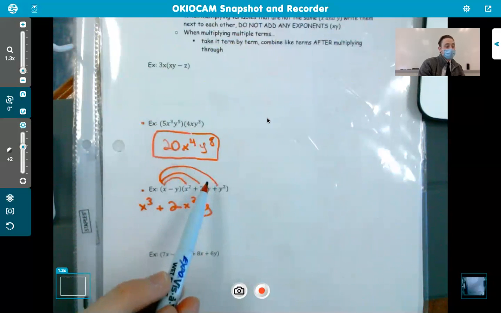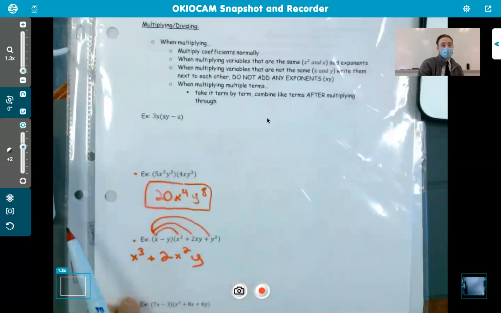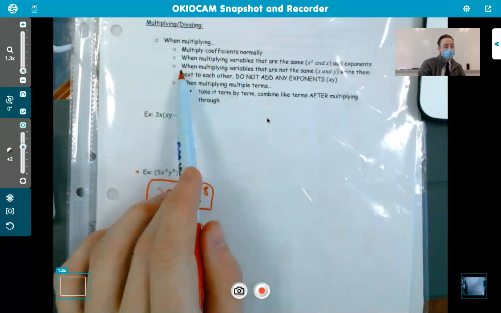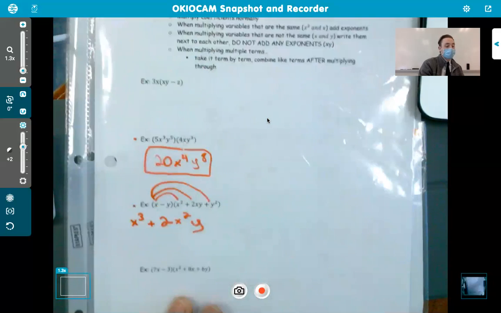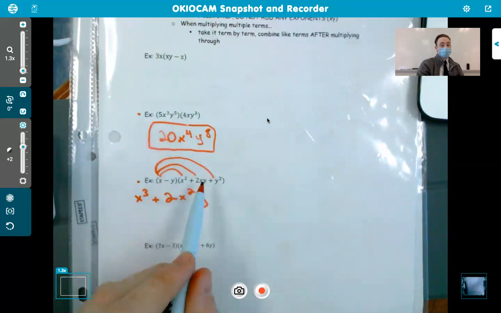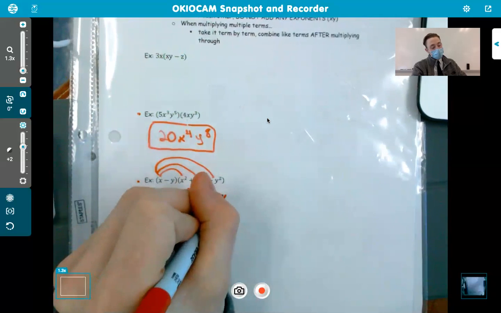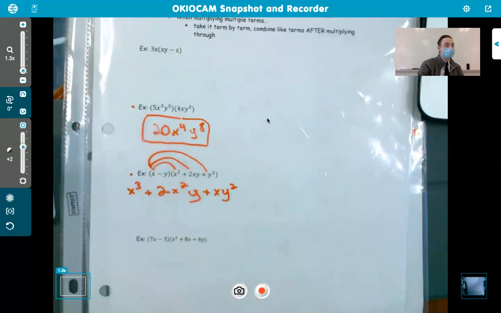X times a y squared. When we're multiplying and the variables are not the same, we just write them next to each other. We don't add exponents or anything like that. So x times y squared is just going to give you xy squared. Okay. Any questions about the first piece of distributing there?